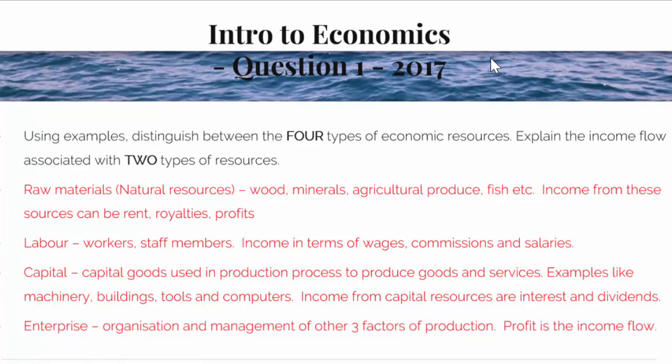And lastly is enterprise. That's the management and organisation and the risk taking by entrepreneurs that put all the other 3 resources together. Also referred to as the factors of production, as you can see. Profit is the income flow from this resource.